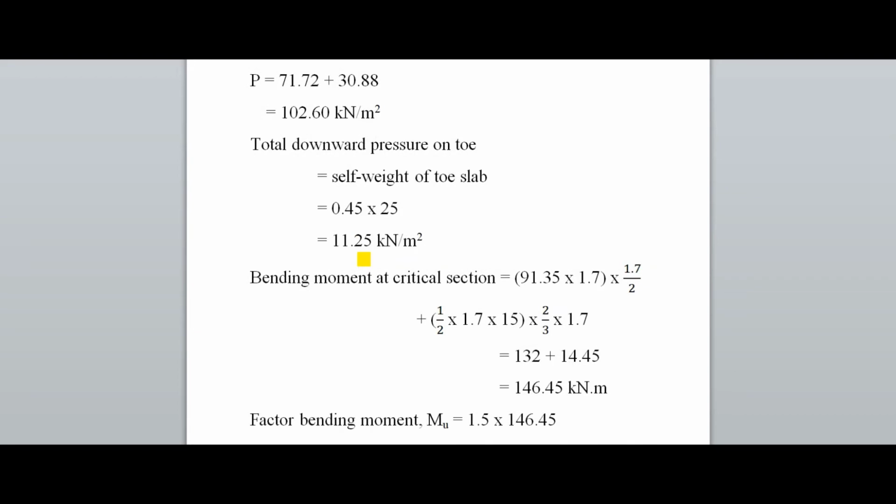Now we have to find out the total downward pressure on the toe. So self weight of toe slab is 0.45 into 25, so 11.25 kN per meter square. In the toe slab we neglect the soil pressure which is above the toe. We neglect these things, so we only calculate the self weight of the toe slab. So bending moment at the critical section is 91.35 into 1.7 into 1.7 by 2. Why is it 91.35? Here.